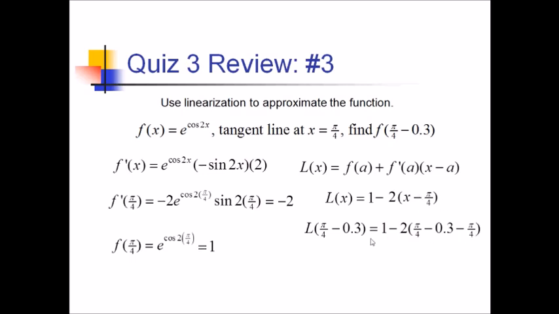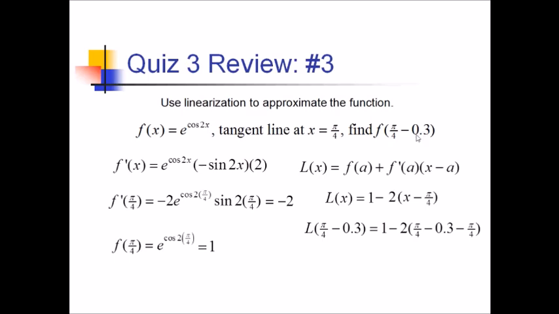Now just a quick note on notation. It's perfectly legal to put an equal sign right here because I've defined this approximation function up here. If I were to say f of pi over 4 minus 0.3, then I would have to write a squiggly equals with all this stuff to show that I was approximating and not giving the actual value.